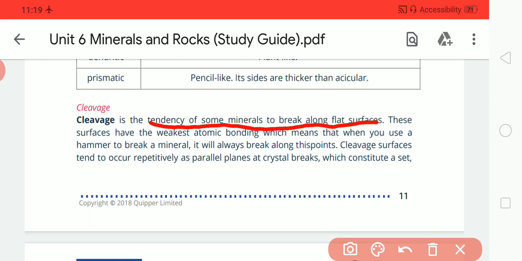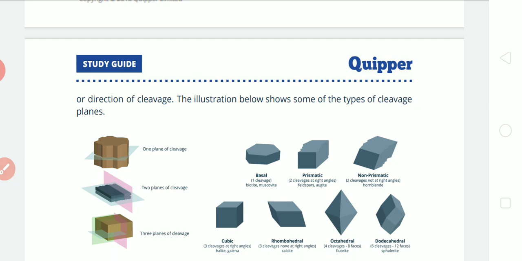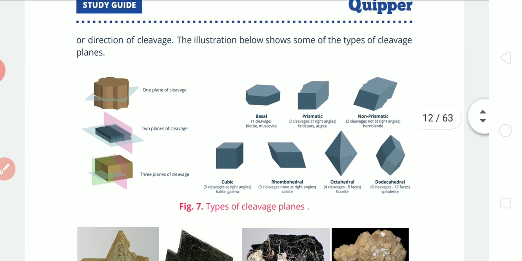Kasi nga, ito yung point where it has the weakest atomic bonding. Kaya nga, madali lang siyang i-break by using a hammer or by just throwing the rock or the minerals on the ground. Talagang mababasag na siya along these points or along these weak points. Now, cleavage surfaces tend to occur repetitively as parallel planes at crystal breaks, which constitute a set of directions of cleavage. Now, the illustration shows some of the types of cleavage planes.